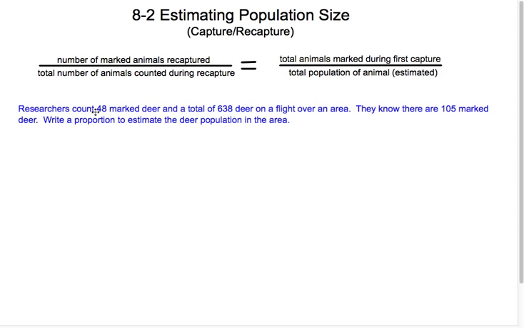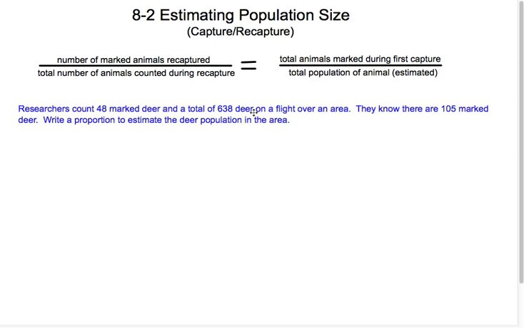In blue, researchers count 48 marked deer and a total of 638 deer on a flight over an area. They know there are 105 marked deer. Write a proportion to estimate the deer population in the area. So we're going to use this equation up here. It's also a proportion, as you see, which is another application of proportions that we've learned earlier in the year and last year.